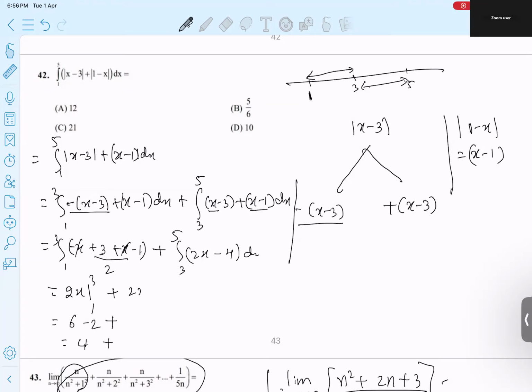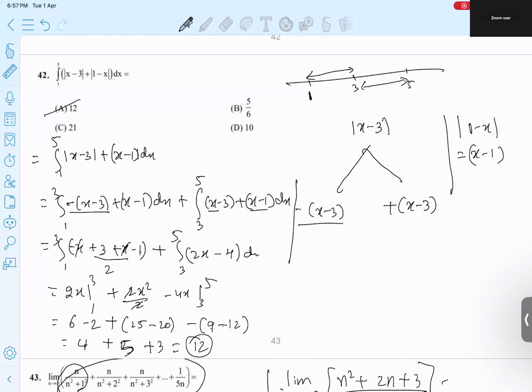Integrating this gives us 2x square by 2 minus 4x. Applying the upper limit and lower limit. First apply the upper limit 5, which gives you 25 minus 5 4s are 20. Lower limit 3, 3 square is 9, 4 3s are 12. So 25 minus 20 is 5, minus 9 minus 12 is minus 3, minus of minus is plus 3. So 9 plus 3 gives you 12. So 12 is the required answer.